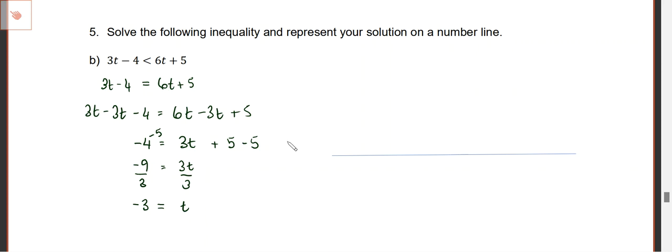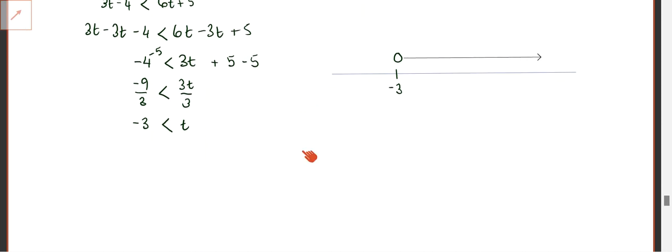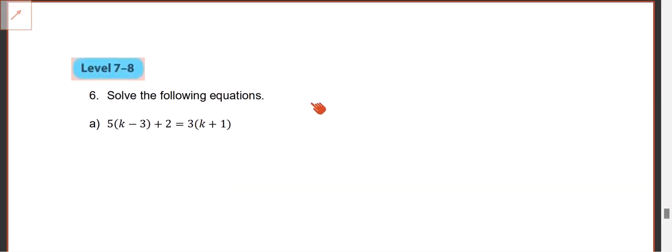Now, here's the thing. That equal sign is not there. I just said we could pretend it was there. So what do I need to do? Put that symbol back in. So t is actually greater than negative 3. So I'm going to put a negative 3. My circle is open. And the arrow goes to the right because it's greater than. Okay?